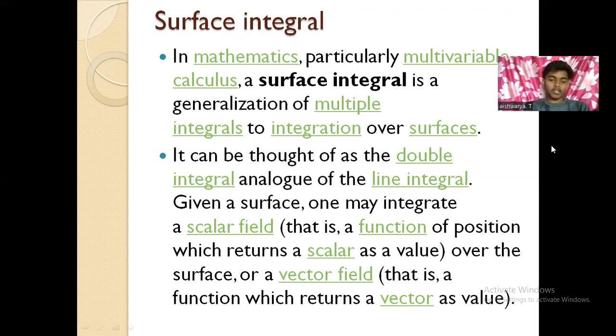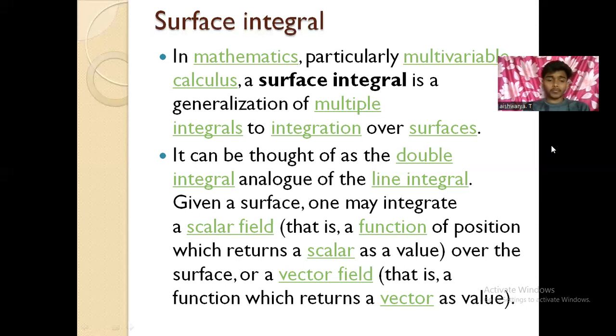and scalar quantities. Here, we can think of it as a double integral, and we should look at the double integral and the line integral in this integral over the surface, which can be a function with either a scalar as a value or a vector as a value. And given a surface, one may integrate a scalar field over the surface or a vector field, which is a function which returns a vector as a value.